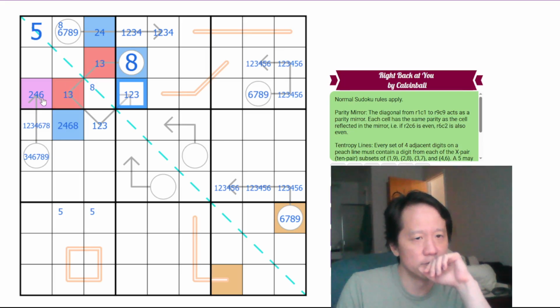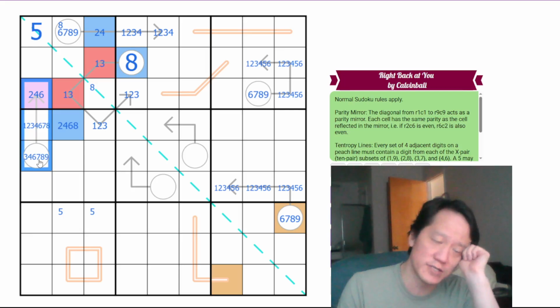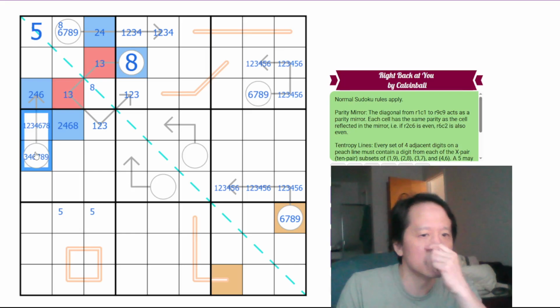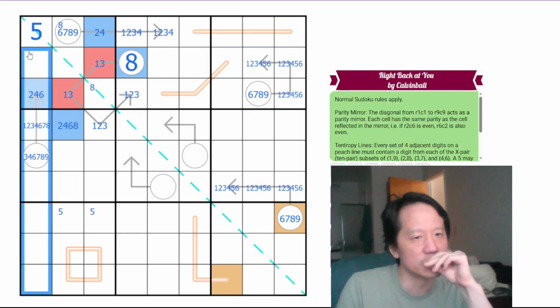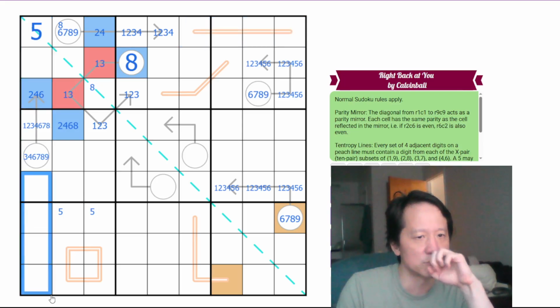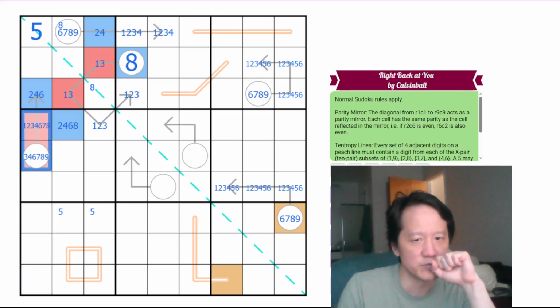Okay. This is even. So these two have to be the same parity, right? If it's even, this is even. If this is odd, this is odd. Well, if it's even, even, that's 3 evens here, which means we would have 5 evens in column 1. Because remember, there's 2 odds and 2 evens here. There's 2 odds and 2 evens here. So this cannot be evens. These must be 2 odds, which means both of these are odd.